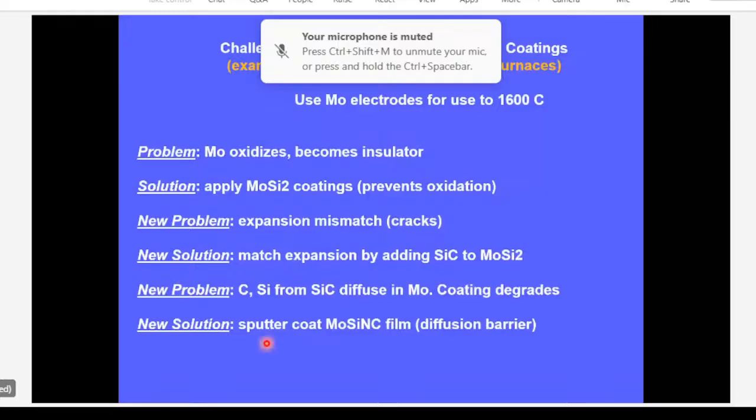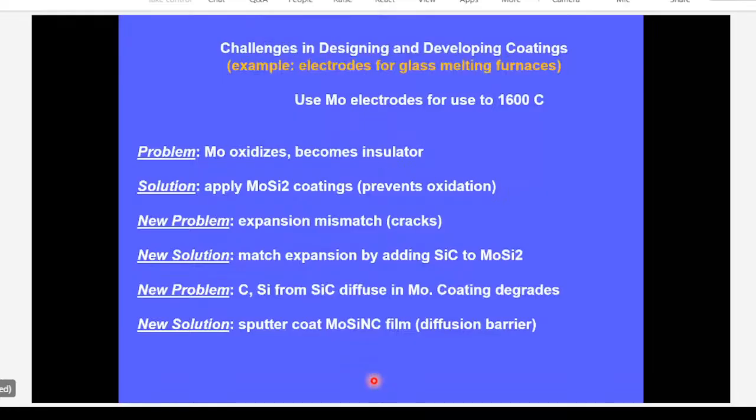So the idea here is to tell that developing new coatings or surface treatments is a very complex, iterative process. To come up with a solution that causes a new problem, come up with another solution. So this kind of a self-corrective approach is quite often used to develop new coatings.